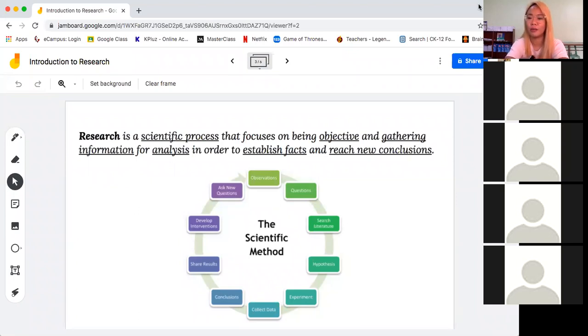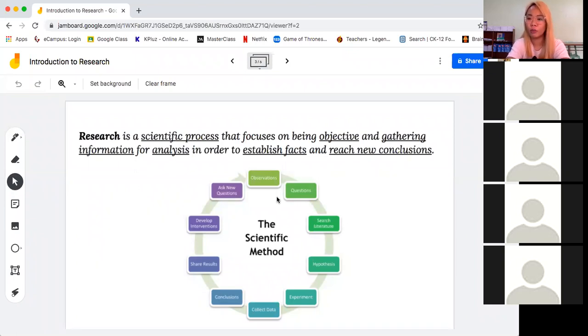Hindi pwedeng kung ano lang yung gusto mong gawin ngayon, yun na yung gagawin mo. So dapat sunod-sunod siya. There is an order to it chronologically. This is the first step, and after finishing that step, this is the second step. So it's a process. And research is a scientific process. So we follow this process. Ito siya, yung bilog na to. This is the scientific method.